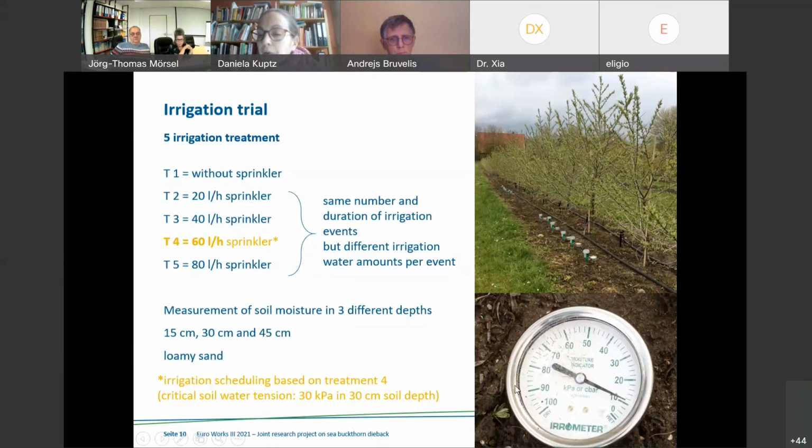Between 10 and 30 kilopascal, we tried to serve the irrigation. Said in other words, when we had more dryness than 30 kilopascal, we started to water the field. At the same time, all different treatments were watered, but with different amounts of water per event, because we were using different sprinklers.